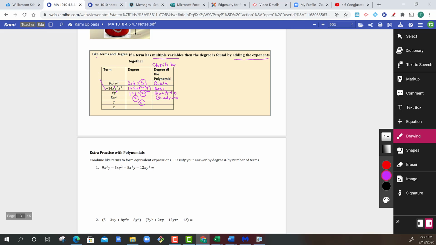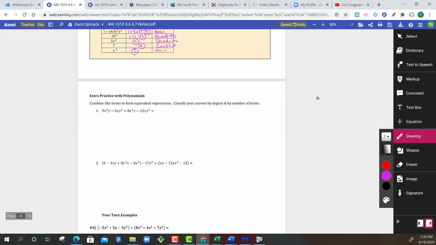The next one is a degree 0, because there's no variables. So that is a constant function. And then the last one, the degree 1, that is linear. Because again, if there's no exponent, there's an assumed exponent of 1 there.